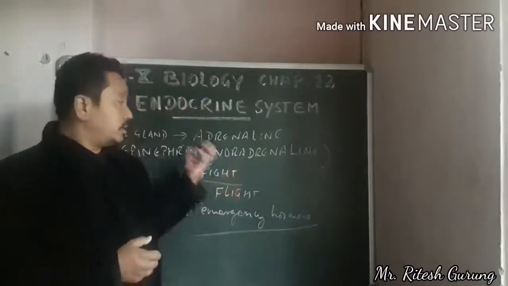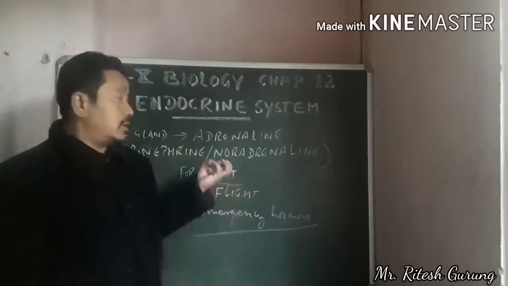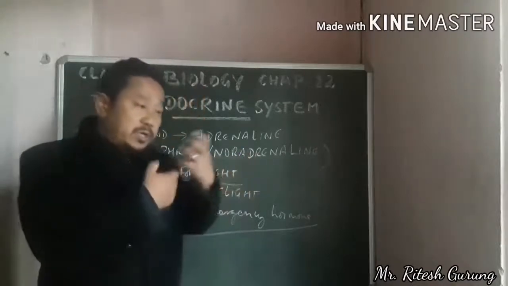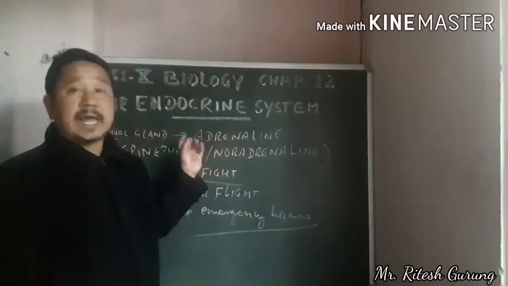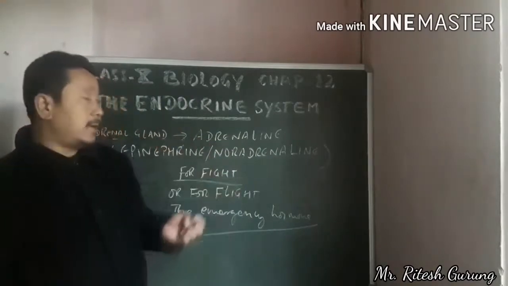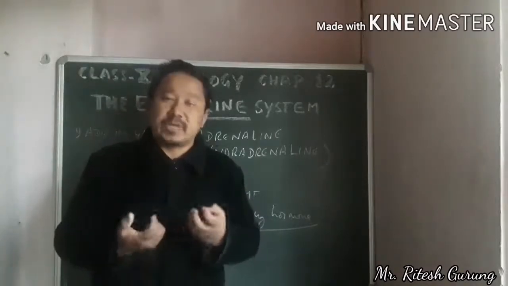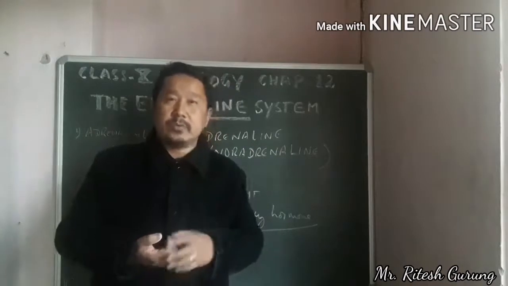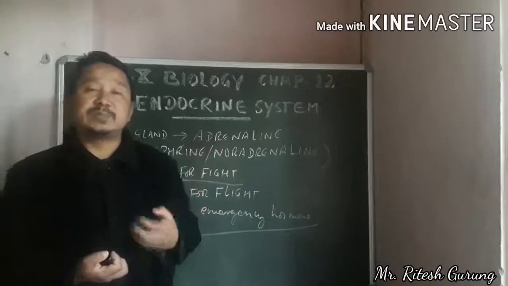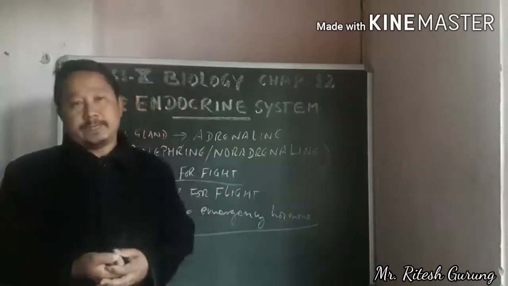So at that time, a huge amount of this hormone is produced in the body, or is poured into the blood from this gland called the adrenal gland. Then during stress, when you are stressed, when you are angry, when you are excited, at that time more adrenaline hormone is produced. More adrenaline hormone is poured into the body.